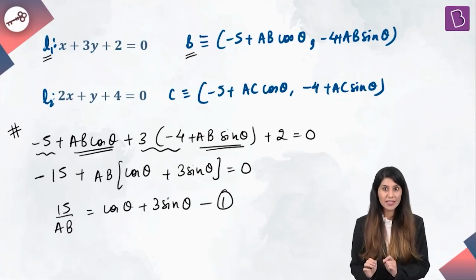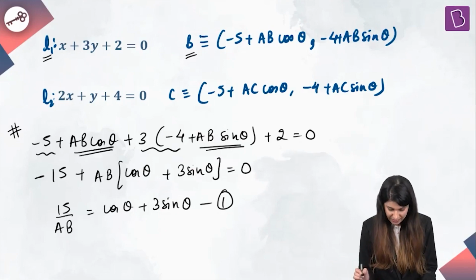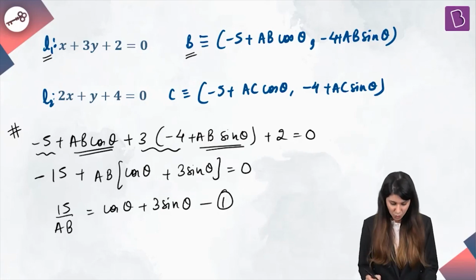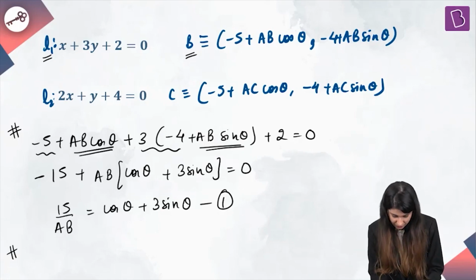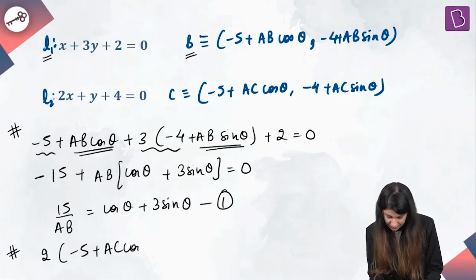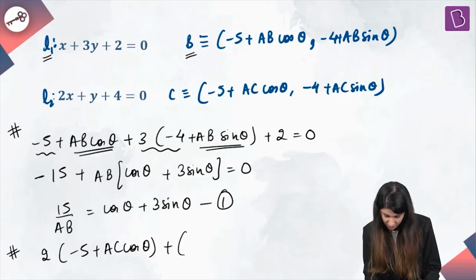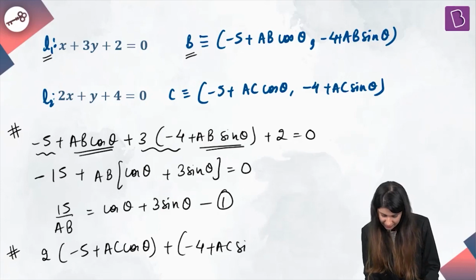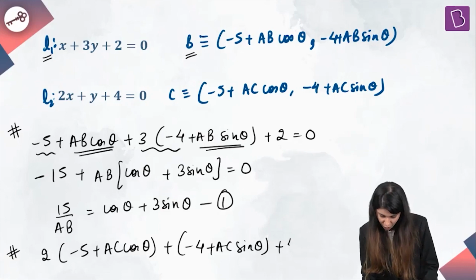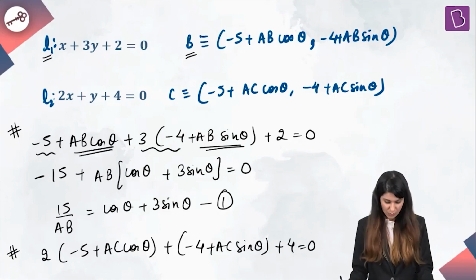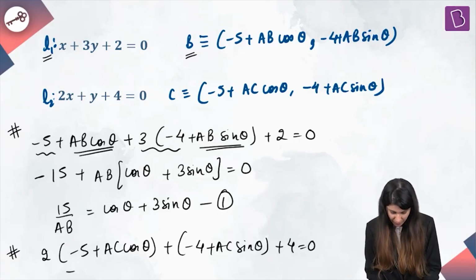Cool. Similarly, if I talk about satisfying C in L2, what do I get? I'll get 2 times minus 5 plus AC cos theta, plus minus 4 plus AC sin theta, plus 4 equals 0. If I solve this, what do I get? Minus 10.